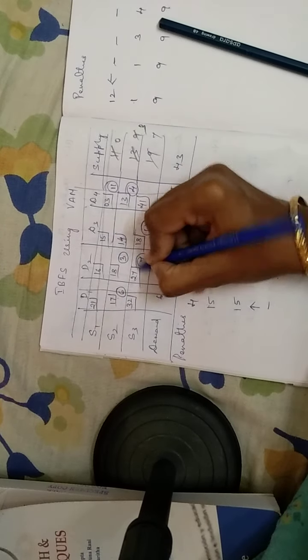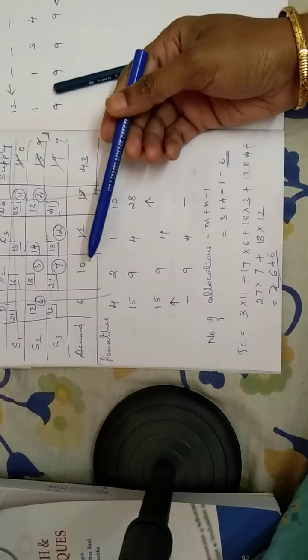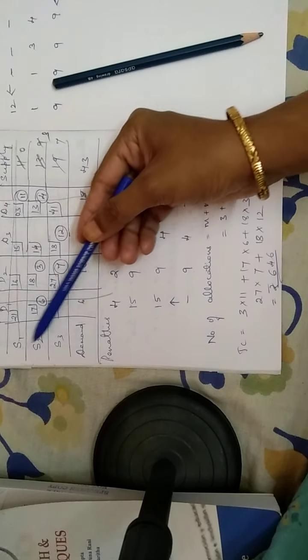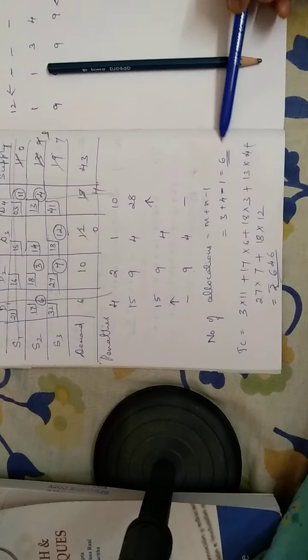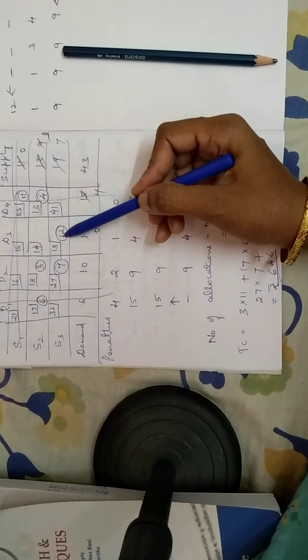So the allocation is made. Now let us check the number of allocations. The number of allocations, m plus n minus 1, is equal to 6. Here m is rows, 1, 2, 3, so 3 plus 4 minus 1. The columns are 1, 2, 3, 4. So 6 allocations should be there: 1, 2, 3, 4, 5, 6. So we have the number of allocations equal to m plus n minus 1.